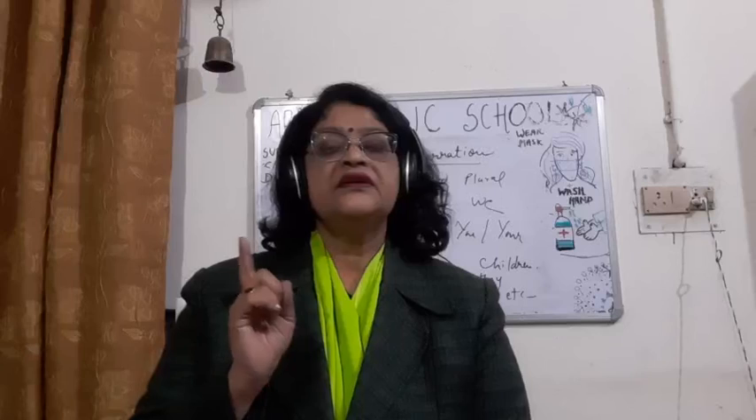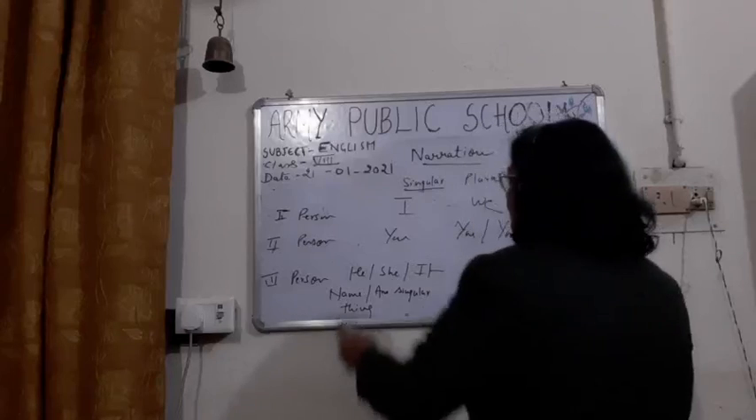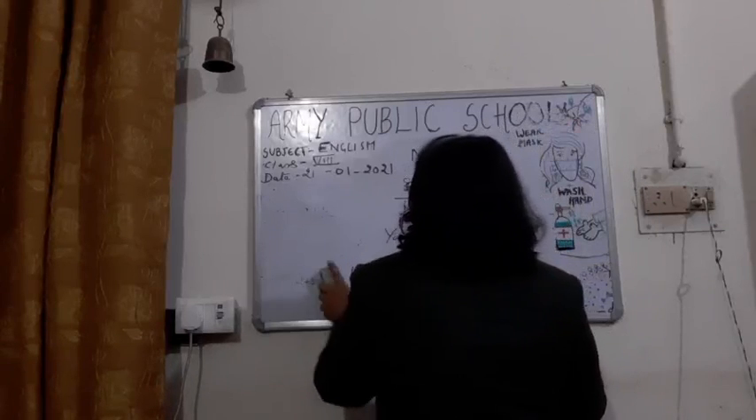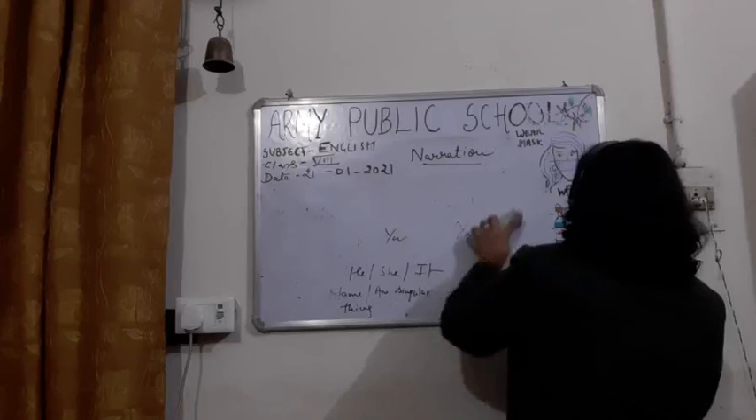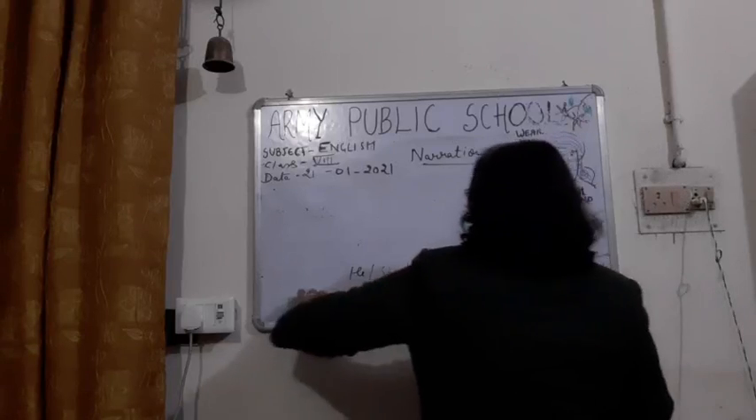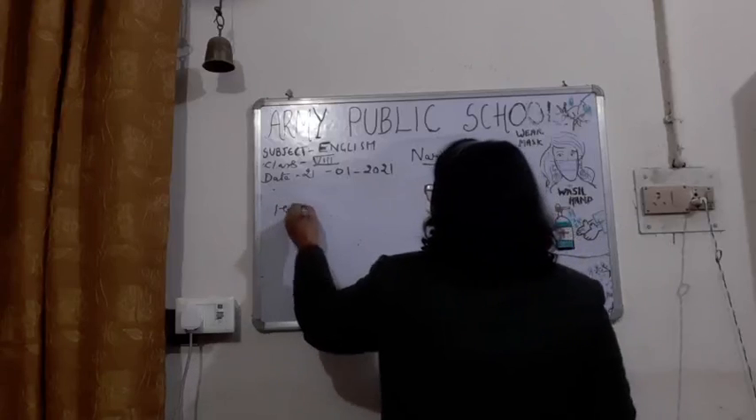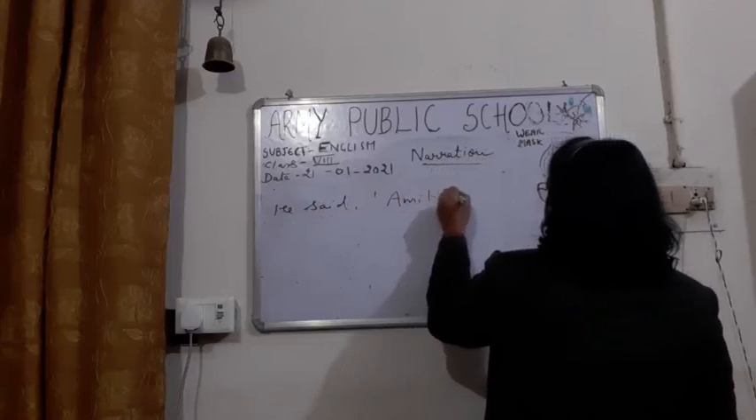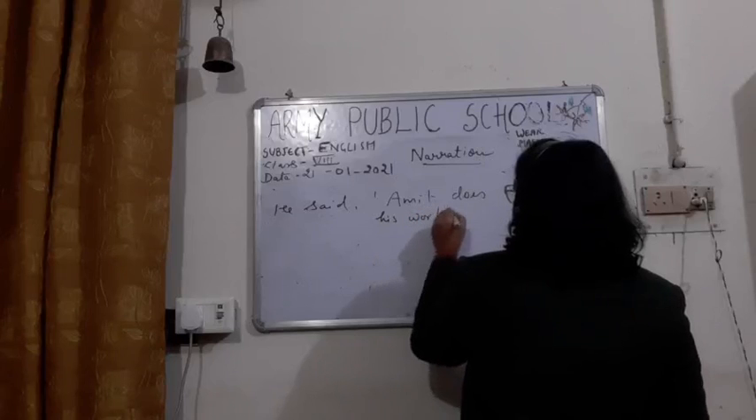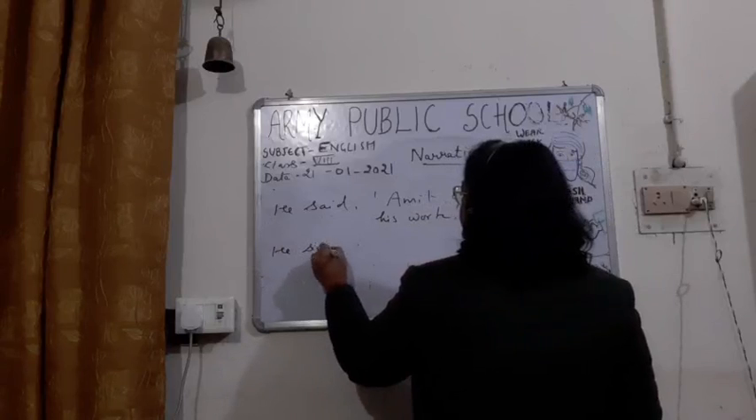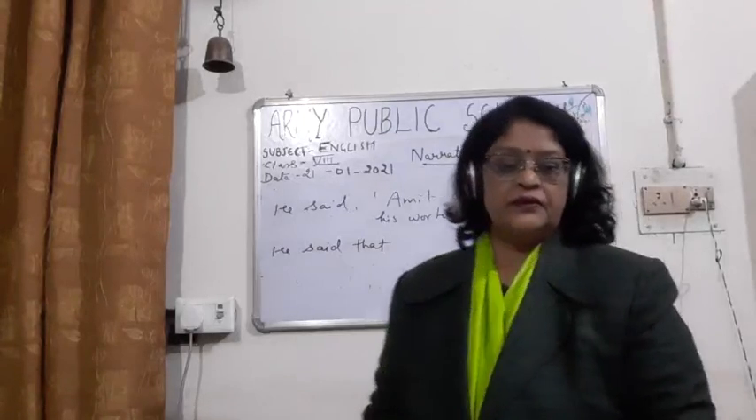Now, he said, Amit does his work. He said that Amit does his work. So he said that. Now children, Amit is what? Amit is third person. So if third person is there, no changes will be there.